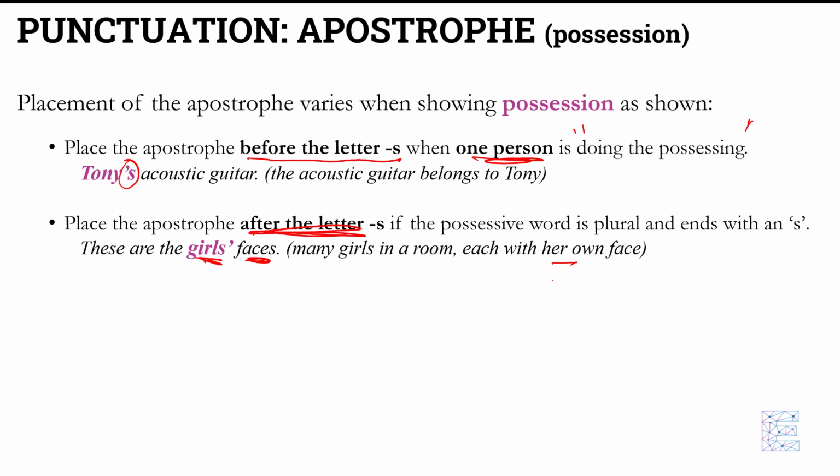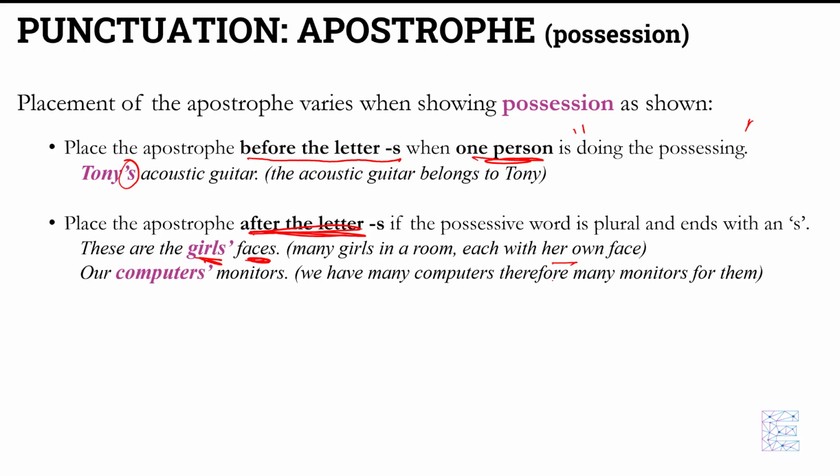Now let's look at another example which involves an inanimate object. Our computers' monitors. That means we have many computers in a room and each of those computers has its own monitor. So again, if you have a plural word or plural noun, you put that apostrophe after the S.